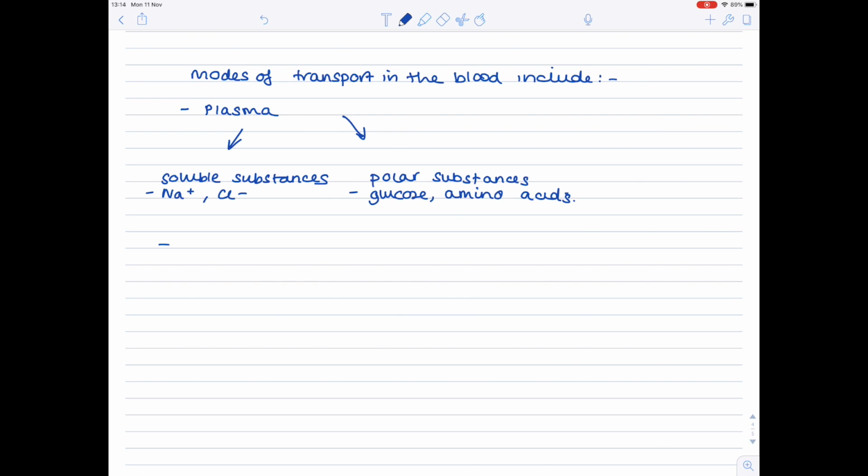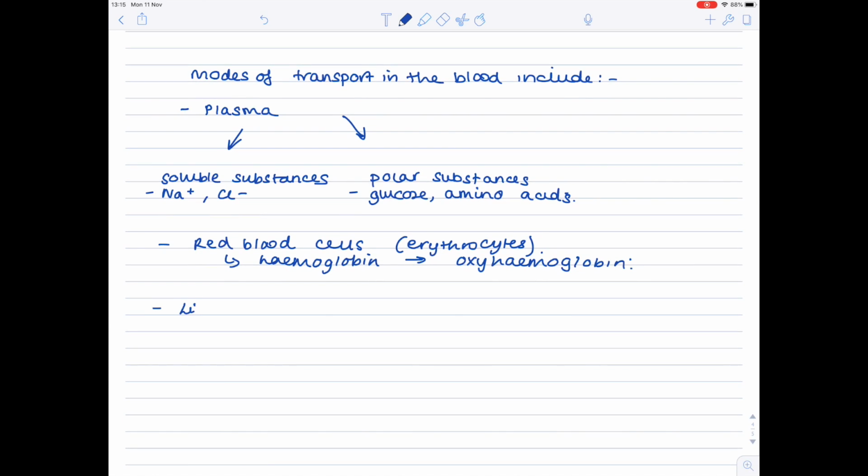Now, oxygen is non-polar, so it won't be carried efficiently within the plasma. Instead, it's carried on red blood cells, which are known as erythrocytes. Now, to add a little more detail here, remember that red blood cells contain an important protein pigment known as haemoglobin, and that when oxygen is attached to that haemoglobin, it becomes oxyhemoglobin.